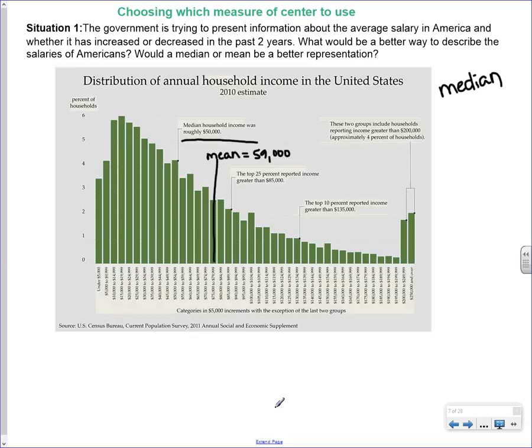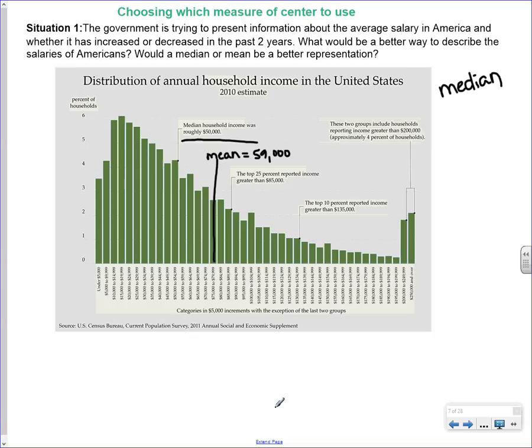Well, let's think about income in the U.S. Okay, the government is trying to present information about the average salary in America and whether it's increased or decreased in the past 2 years. What would be a better way to describe the salaries of Americans? Would a median or a mean be a better representation? Okay, so this is real data. This is from basically the last census, where the most accurate data is, even though that was in 2010, but that was our last census, so we actually have parameter data there.